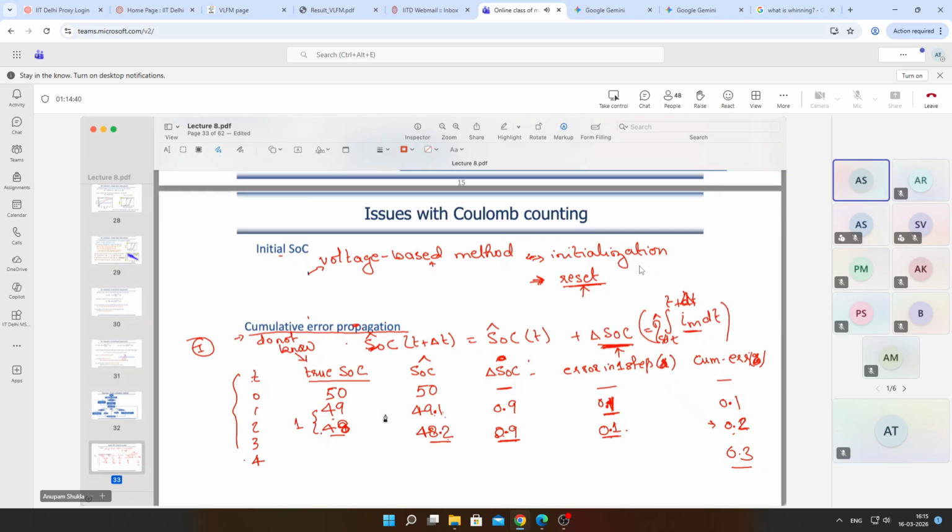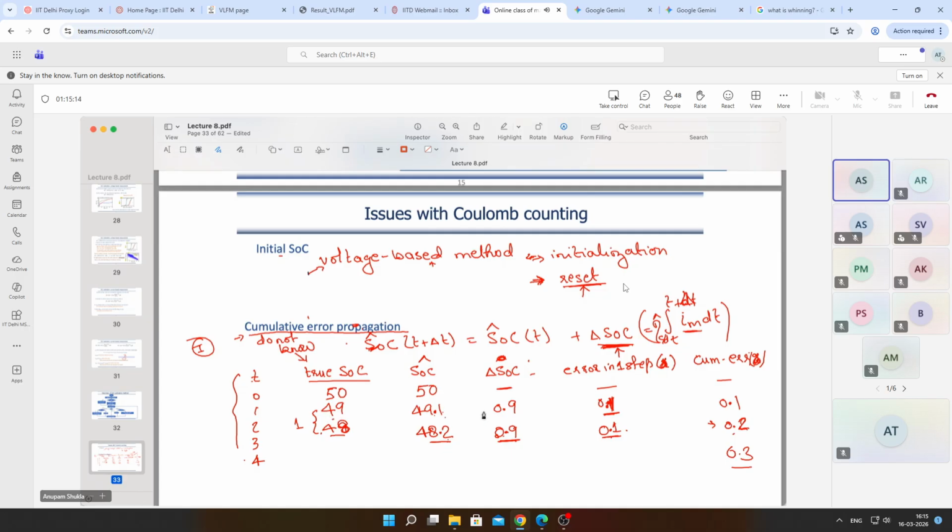When we go to the first instant of time, this delta SOC, that is the calculation that we have done, is eta times the integral of Im dt from t to t plus delta t. We do that and it calculates this value as 0.9. Instead of 1, it calculates 0.9%. So as a result, my method will estimate the SOC as 49.1. The true SOC is 49.